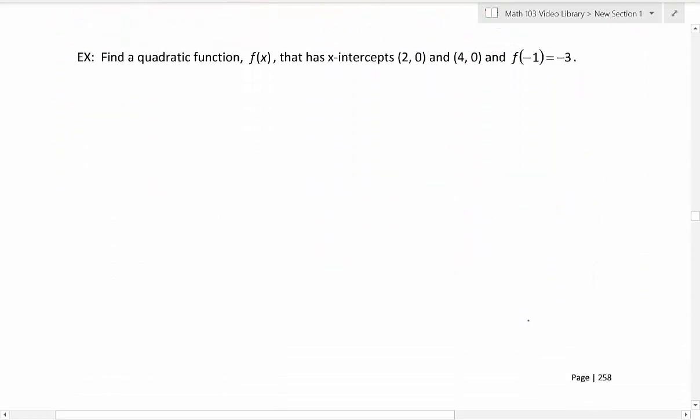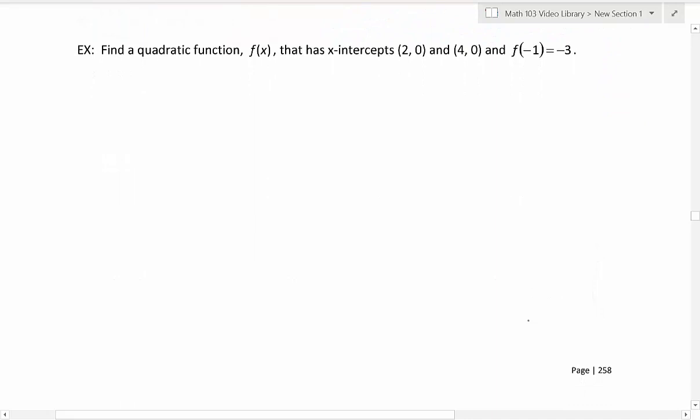Let's try another one. This time, instead of giving you a graph, I've just listed out some information. We want to find a quadratic function, we'll call it f of x, that has x-intercepts (2, 0) and (4, 0), and f of negative 1 equals negative 3. It says that it's going to be a quadratic function, so that tells us degree 2, total. The total degree is going to be equal to 2. It also lists what the x-intercepts are.